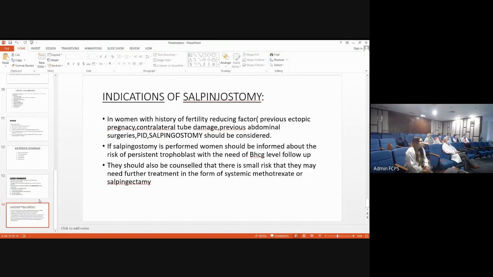Indications of salpingostomy: in women with a history of fertility-reducing factors, previous ectopic pregnancy, contralateral tube damage, previous abdominal surgeries, pelvic inflammatory disease, salpingostomy should be considered. And if salpingostomy is performed, women should be informed about the risk of persistent trophoblast with the need of beta HCG level follow-up. They should also be counseled that there is a small risk that they may need further treatment in the form of systemic methotrexate or salpingectomy.